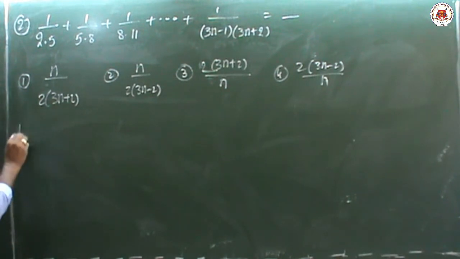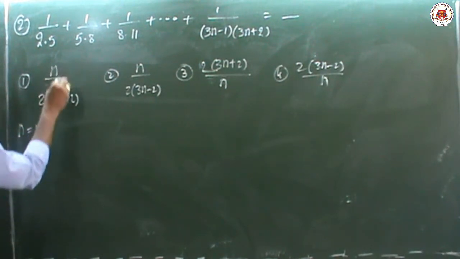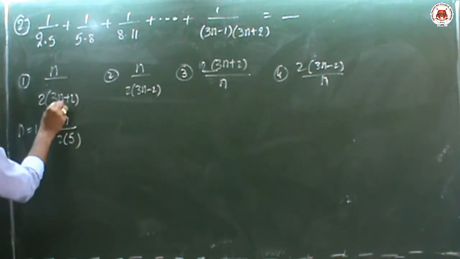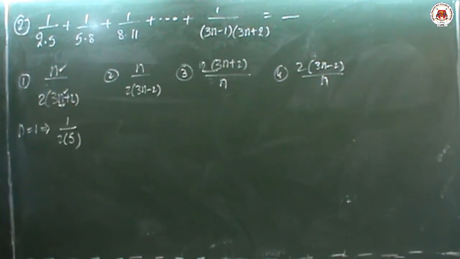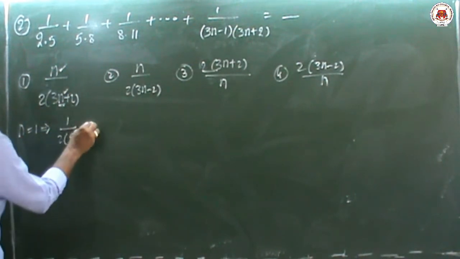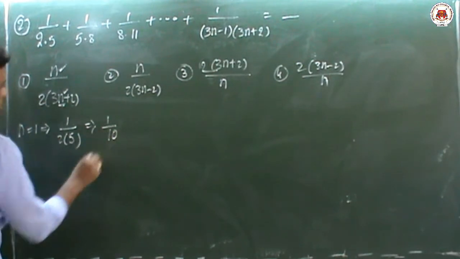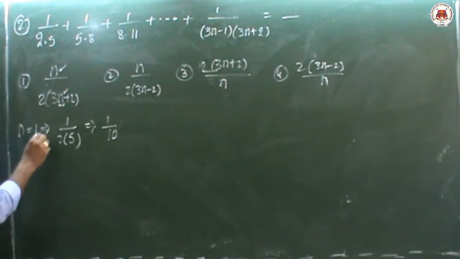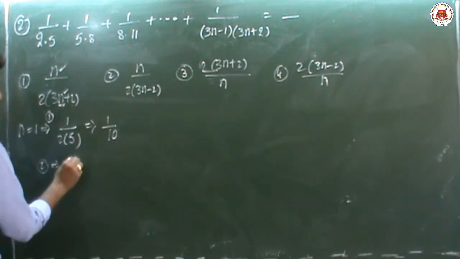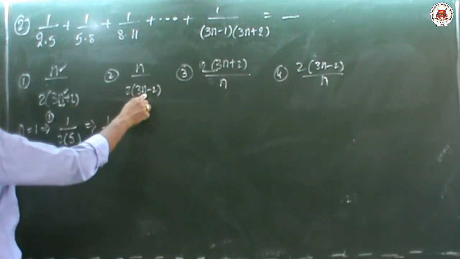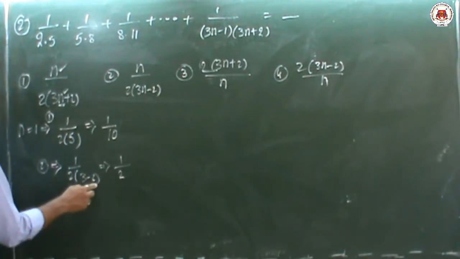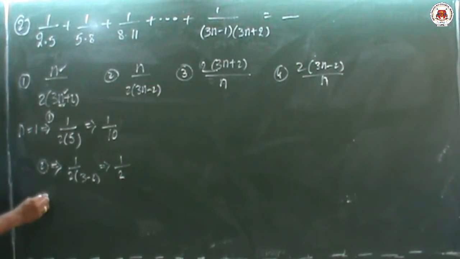Same story, put n is equal to 1. In the first one, if you substitute 1, 1 by 2 into 3 ones are 3, 3 plus 2 is nothing but 5. Wherever n is there, you substitute 1. So 1 by 2 into 5. What is the answer? We get 2 5s are 10. This is the first option. Next you go to the second option. In the place of n write down 1 by 2 into, here 3 ones are 3, 3 minus 2. So what is the answer, children? 1 by 2, because 3 minus 2 is 1, 1 2s are 2. Next we'll go to the third option.